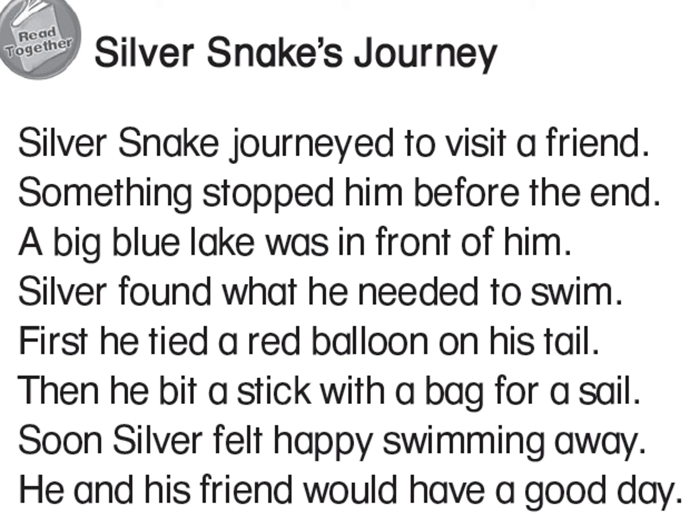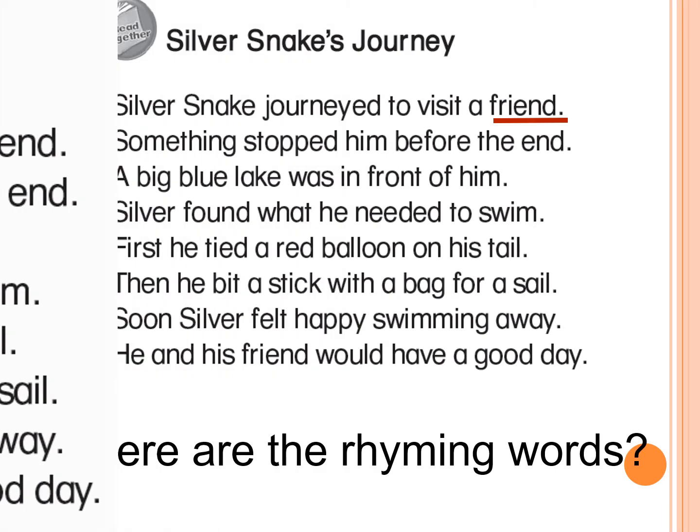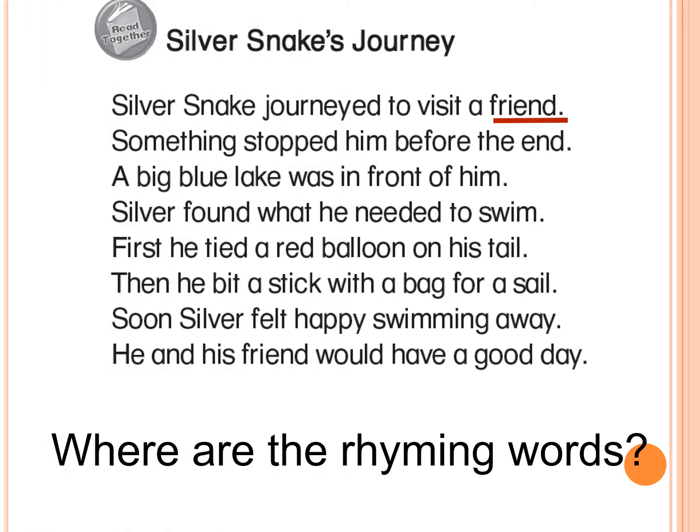In writing a narrative poem, one feature of this is the rhyming words. So where are the rhyming words in this narrative poem? Friend and end. How about the rhyming word for him? Swim. How about for tail? It's sail. And away, day. All the underlined words are called rhyming words. And this is an example of a narrative poem.